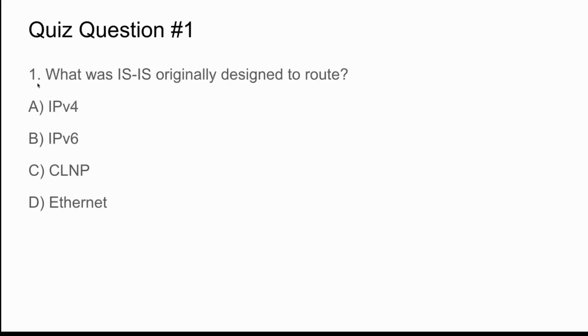Mostly recall questions, but let's go ahead. What was IS-IS originally designed to route? IPv4, IPv6, CLNP, and Ethernet. Again, as I mentioned before, this is mostly a recall question. The answer is C.